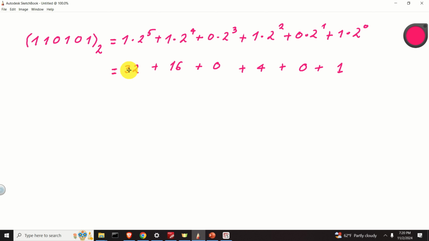Let's sum everything together. 32 plus 16 is obviously 48. 48 plus 4 is 52, and plus 1 is 53. And that's precisely the decimal number we had at the beginning.